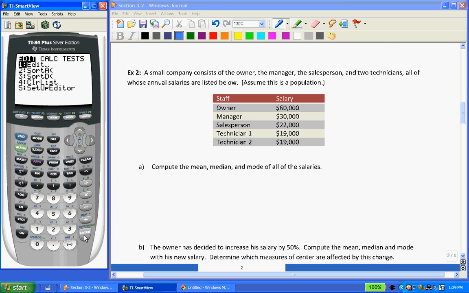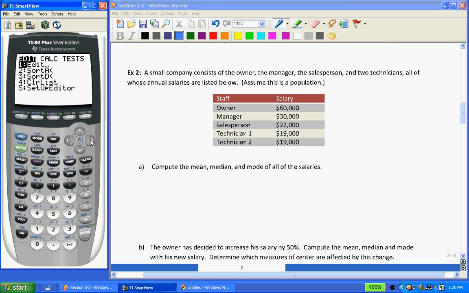So I press Stat, Edit, and I'll put my information in list 2 this time. So we have 60,000, 30,000, 22,000, and 19,000 twice. Okay, so I want the mean and the median. My calculator is going to give that to me really fast.